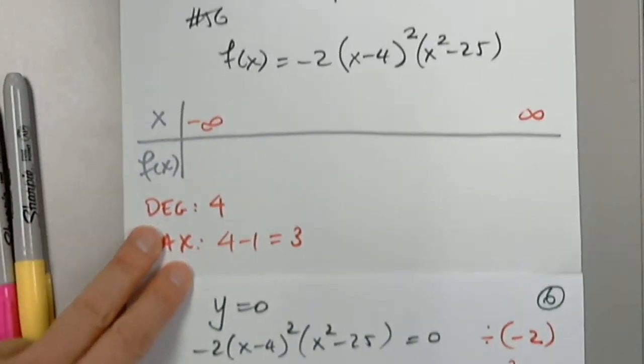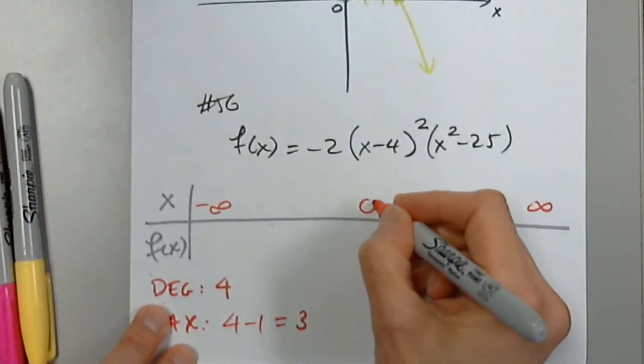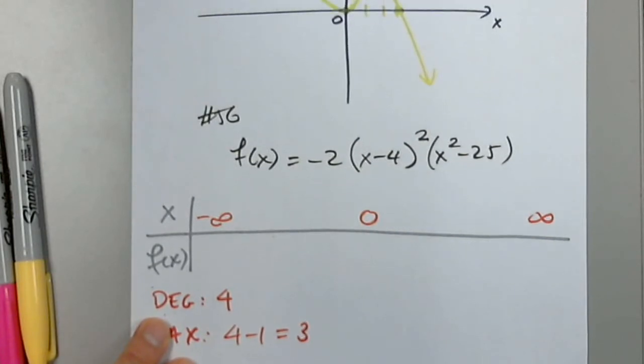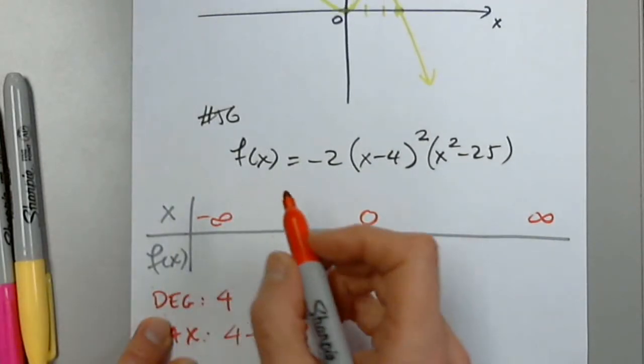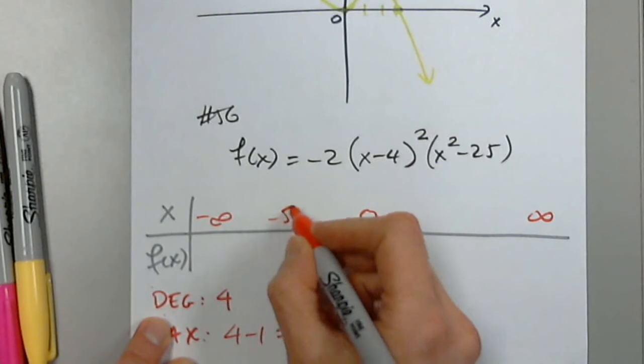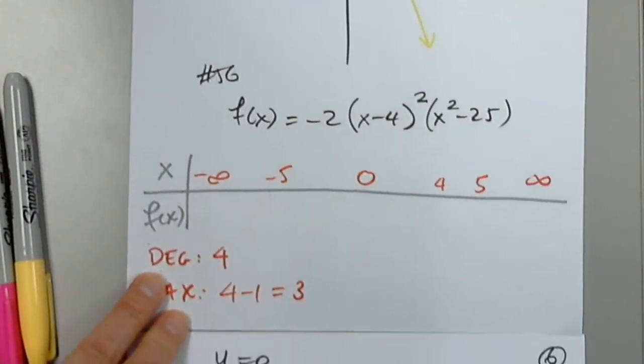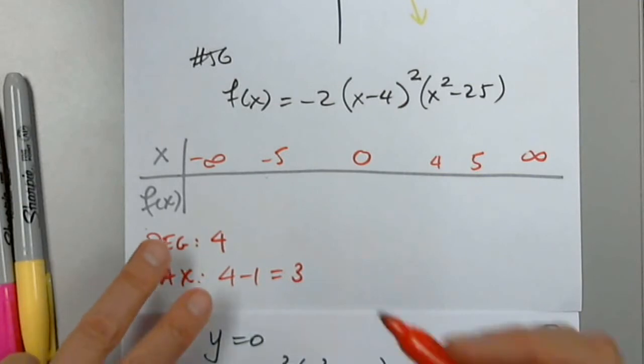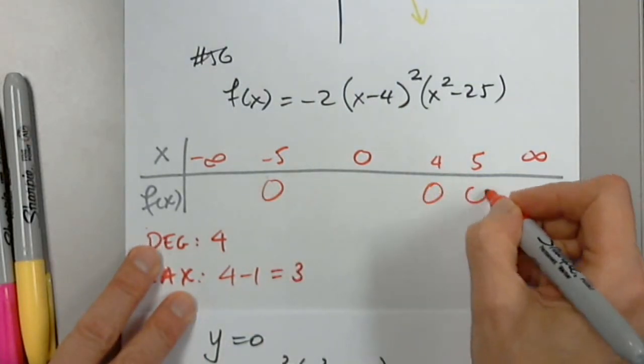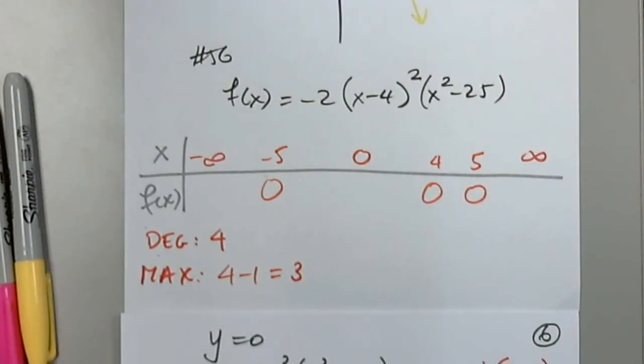I put them in the chart in order, and 0 must be in the middle. So I have negative 4. I'm sorry, it's negative 5. And I have 4 and 5. I have to write 0 under all these 3. And now I'm going to ask you, what is the multiplicity of 4? 2. What will the function do at the x-intercept 4, 0?